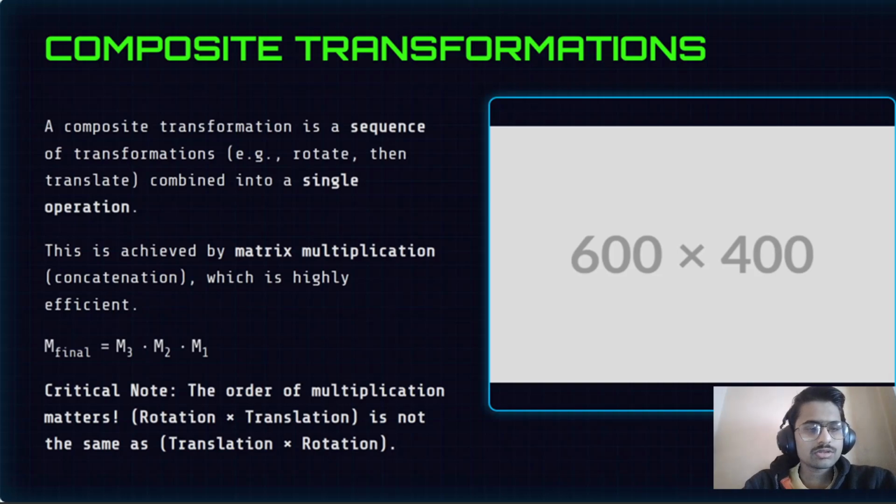M final is equal to m3 dot m2 dot m1, where these are the transformations that can be any transformation like rotation, scaling and so on. The order of multiplication matters. So in composite transformation, the order always matters. It means rotation followed by translation is not the same as translation followed by rotation. So this is called composite transformation.